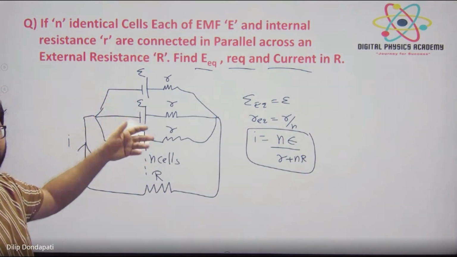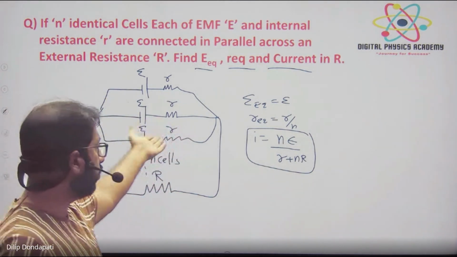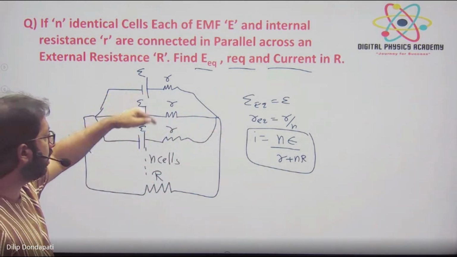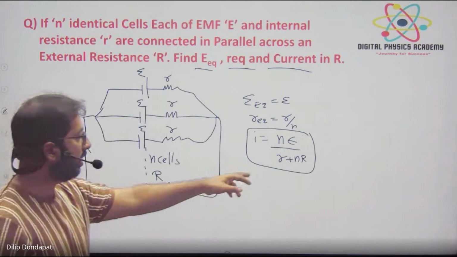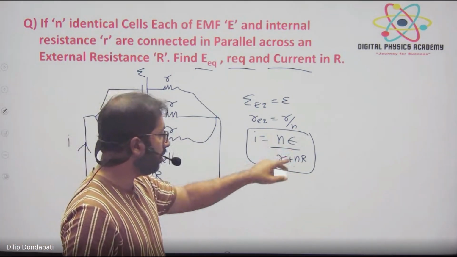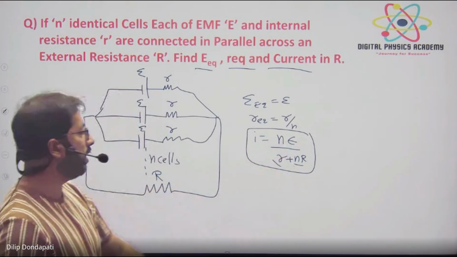In parallel the voltage is the same, right? And R equivalent, the formula is the same. N times are there, that's why R by N. If you connect an external resistance also in series, that's why we are adding this. Taking the LCM, you will get NR plus R. This N will come.